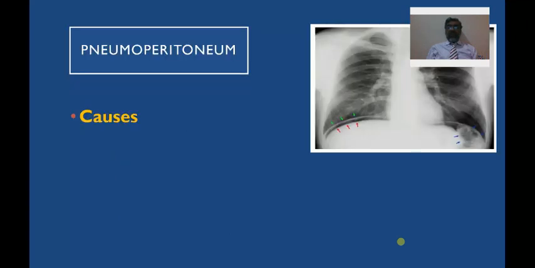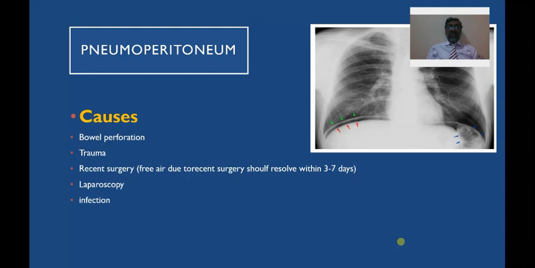So there is a fourth variety of pathological condition which can involve the peritoneal cavity, that is presence of air inside the peritoneal cavity. This is called pneumoperitoneum. Can you tell me the causes of this pneumoperitoneum? You are very right. There can be numerous causes like bowel perforation associated with trauma, or recent surgery. This is free air due to recent surgery, and it should resolve within 3 to 7 days.